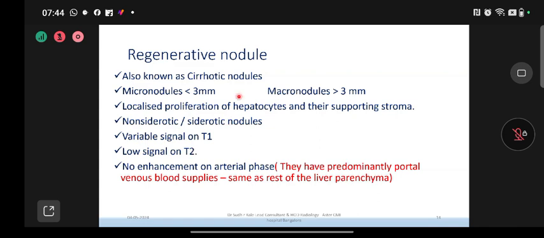Then on the diffusion weighted images, you don't see any restriction in diffusion. On histopathology, these regenerative nodules look similar to the rest of the liver parenchyma, except for some kind of delineation or separation from the rest, some small capsular kind of formation. There is no enhancement on arterial phase, as I told, because they have similar arterial vascular supply like the rest of the liver. So it is very difficult for us to differentiate these nodules in MRI apart from these subtle changes in T1 and T2 images.